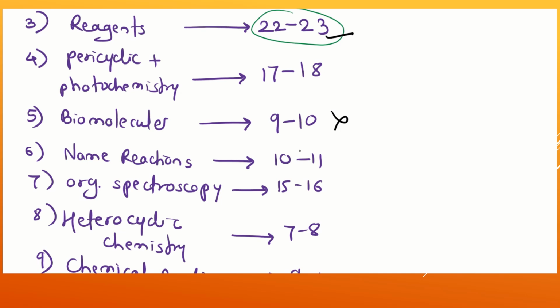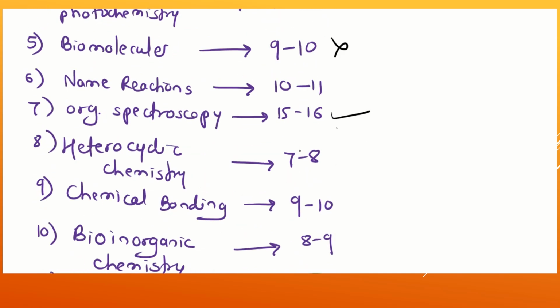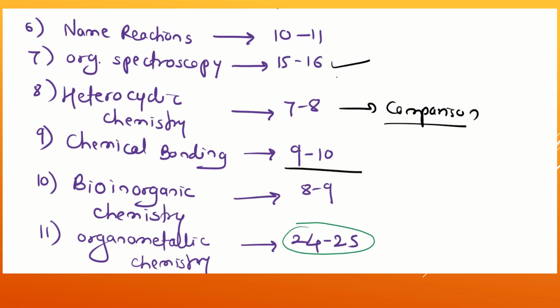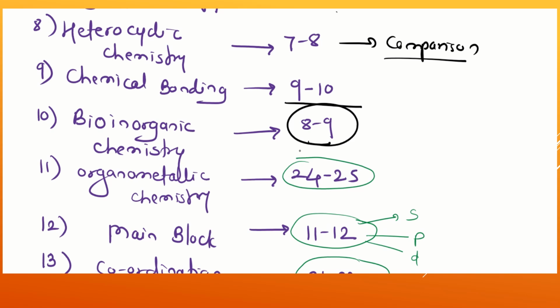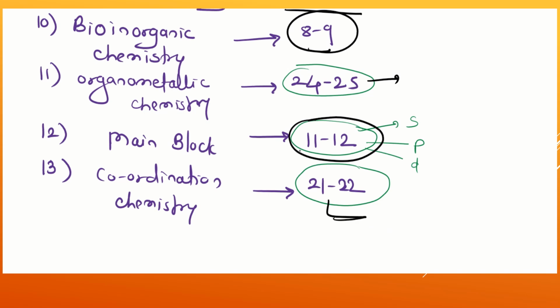Then name reactions, 10 to 11 questions. Then organic spectroscopy, 15 to 16 questions. Heterocyclic chemistry, 7 to 8 questions. They will ask you about comparisons here, comparison between heterocyclic compounds, right? Then chemical bonding, 9 to 10. Then bioinorganic chemistry, 8 to 9 questions, and organometallic chemistry. This is a favorite topic of CSIR, right? So 24 to 25 questions. Then main block, which has s block, p block, d block. You will see 11 to 12 questions on this topic. Then the last one, coordination chemistry, 11 to 22 questions.